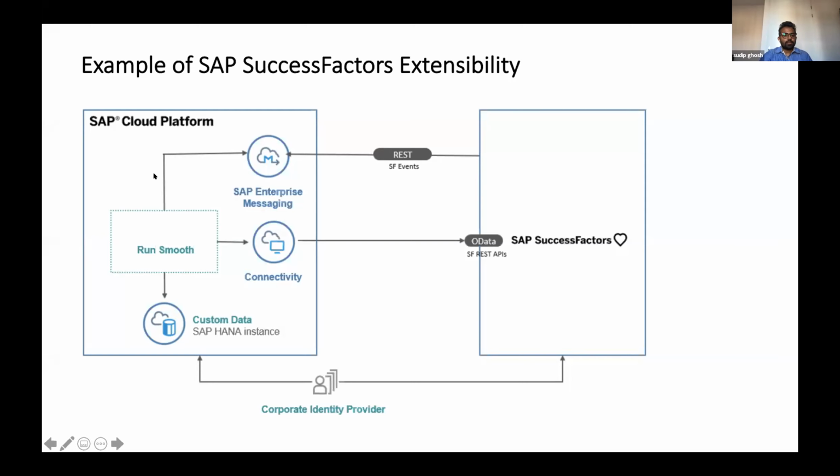And from enterprise messaging further, there are Run Smooth applications, which is nothing but cloud platform applications based on a CAP model. Once the data gets transmitted to enterprise messaging, it will automatically be inserted into the HANA database using a stream API. Normally SAP CAP offers stream APIs to get notified automatically about what messages are getting inserted in the enterprise messaging queue.